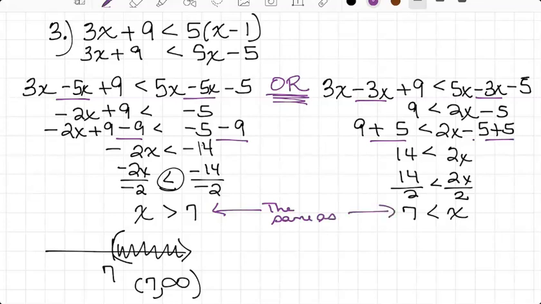That answer is the same thing as x is greater than 7. They're the exact same. If you look at it, when you say x is greater than 7, you're saying 7 is the smaller one. When you say 7 is less than x, you're saying 7 is the smaller one. And so they're the exact same.